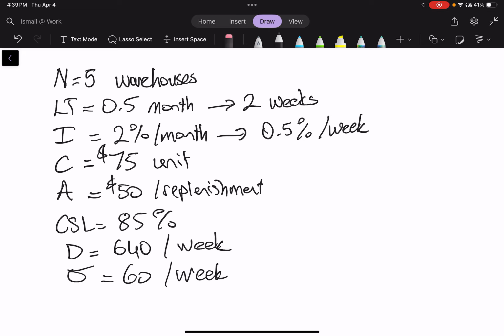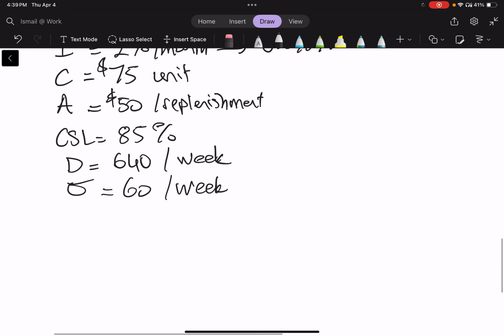That means we are using a continuous review based system, and it asks us to calculate the benefit of inventory consolidation. We are going to calculate this benefit in terms of 2 metrics. One, the cost reduction due to the consolidation. 2, inventory reduction due to the consolidation.